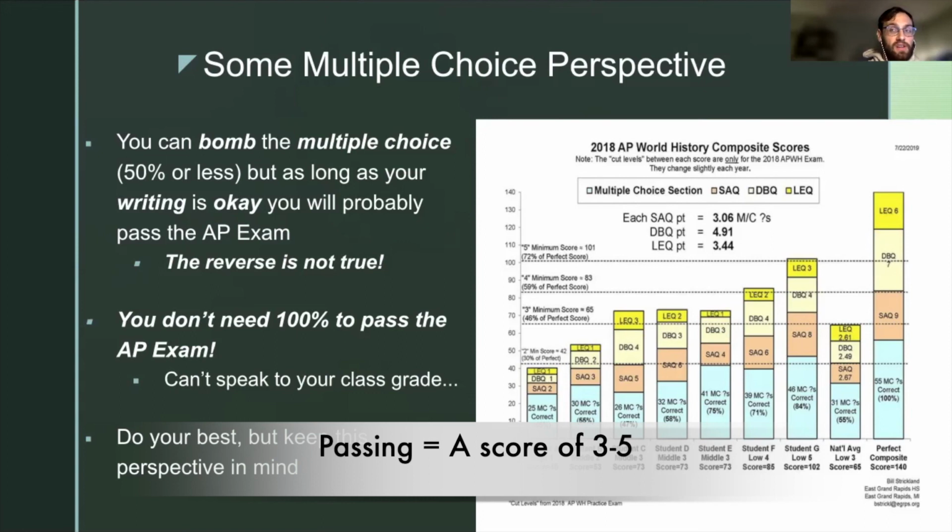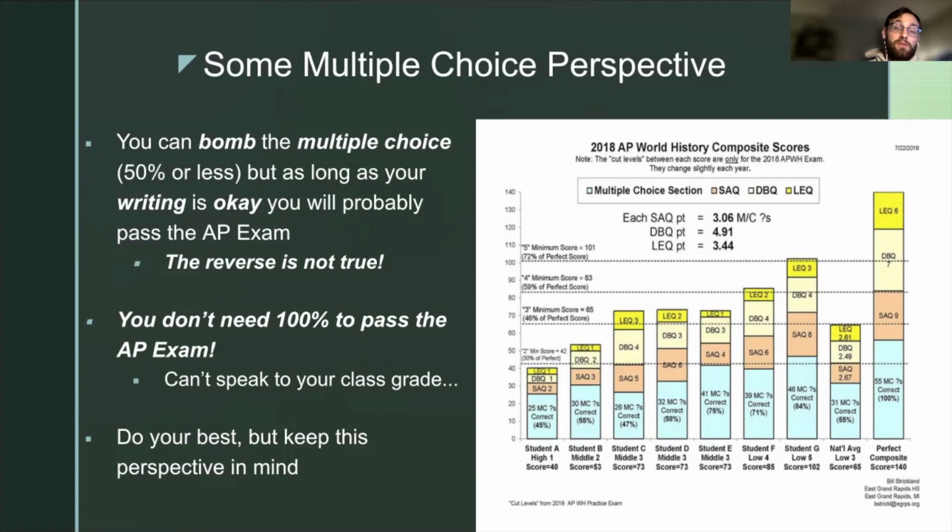Again, I can't speak to your class grade, but on the AP exam itself, you don't need to get 100% to pass. You don't even need to get a C to pass. You could potentially get a 5 with the equivalent of a C. So when you are reviewing and studying and practicing your multiple choice, always do your best. You always want to try your best. Never give it less, but keep this perspective in mind and don't forget to breathe every now and then.